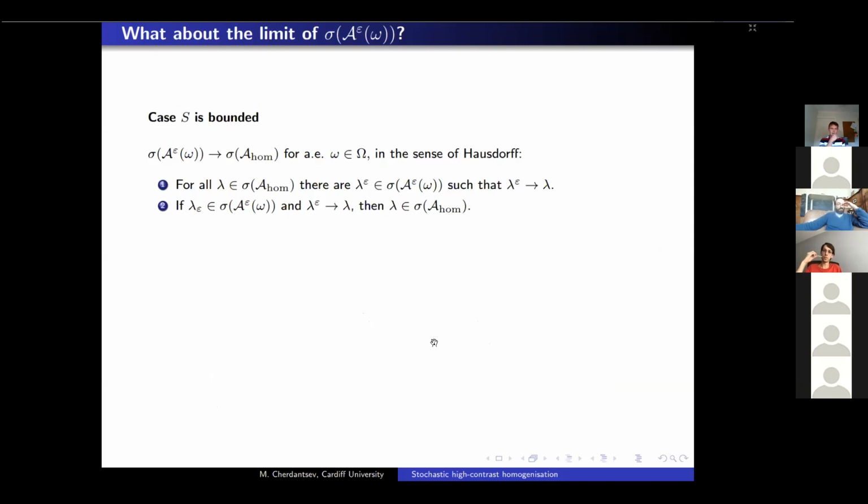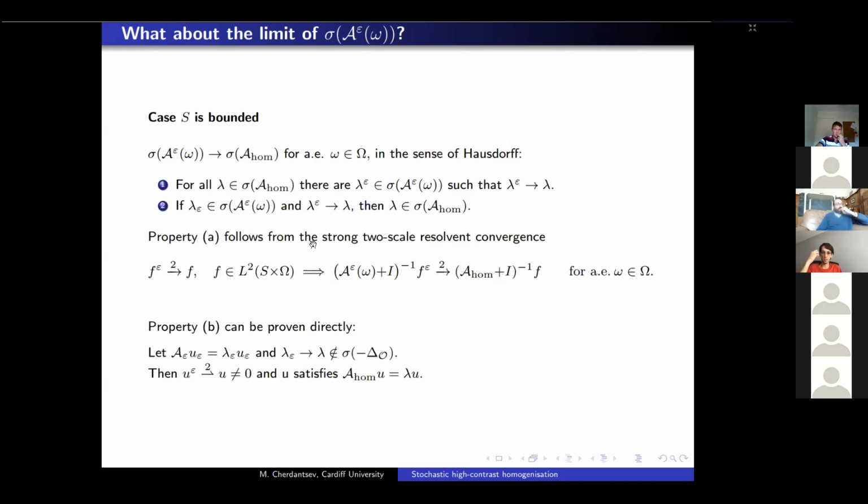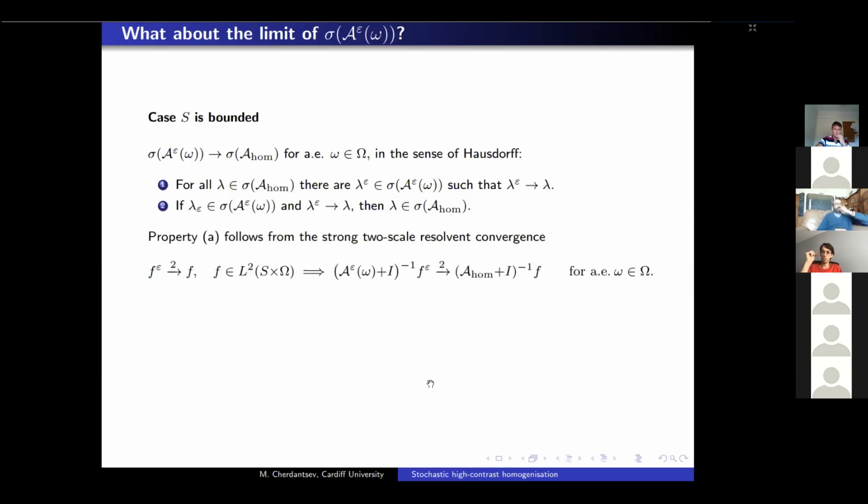Okay. In the case when S is bounded, let us speak about the convergence of the spectra of A epsilon. So if you're in the bounded domain setting, you have Hausdorff convergence of the spectrum of A epsilon to the spectrum of A home. This is not really difficult to see. One bit of the convergence comes from the two-scale resolvent convergence of A epsilon to the A home. And the second bit of the Hausdorff convergence can be proven directly, because when you're in the bounded domain setting, you have compactness of the eigenfunctions U epsilon. And then you just pass to the limit. You only need to prove that this is not 0, and because you have compactness, it is true. So this is how it's done.